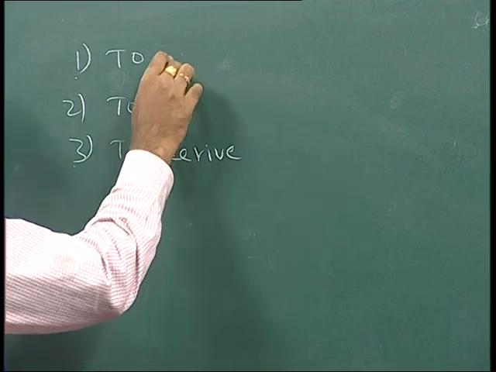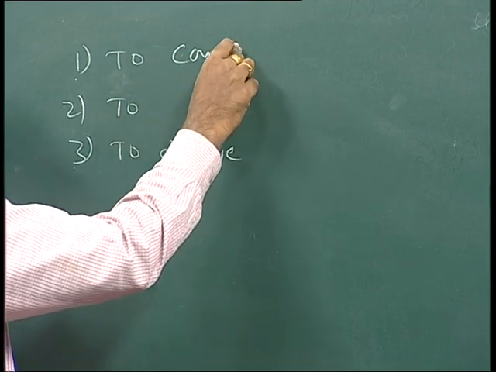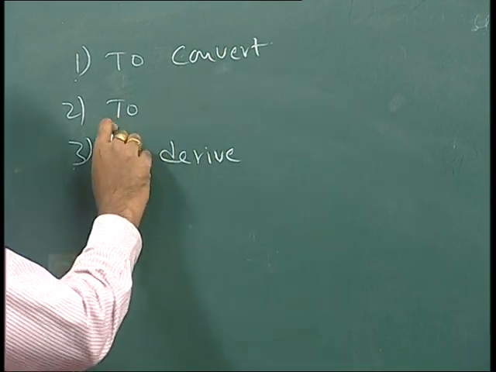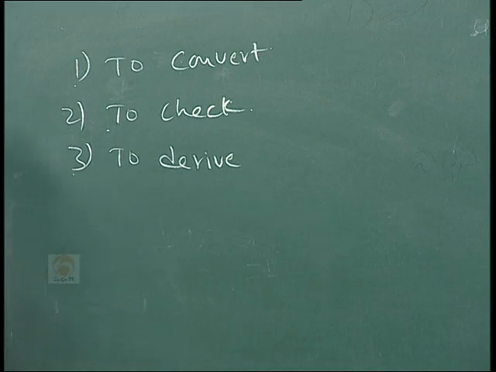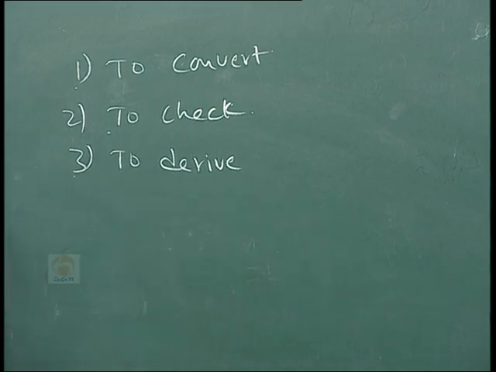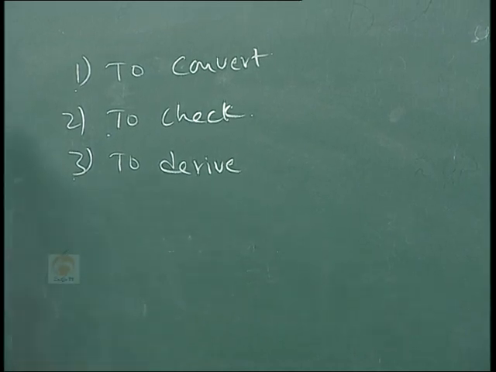First one, what is that? To convert one system of units into another. Second one, what is that? To check the correctness of equation connecting physical quantities. Third one, what is that? To derive the relationship between physical quantities.